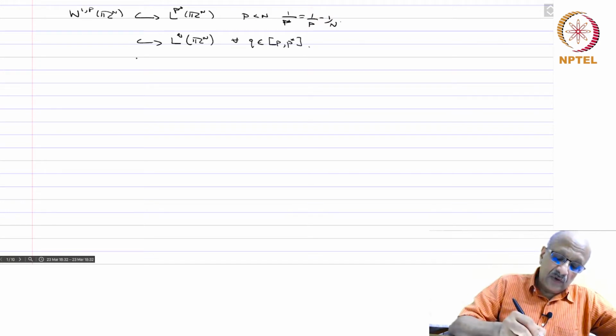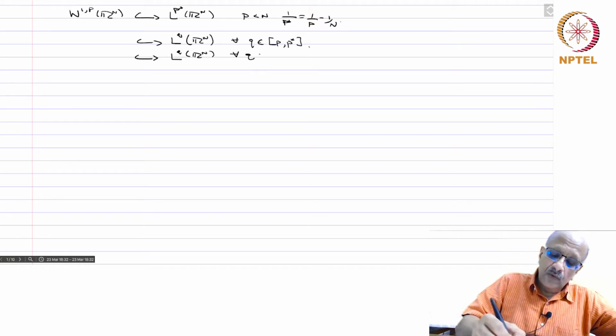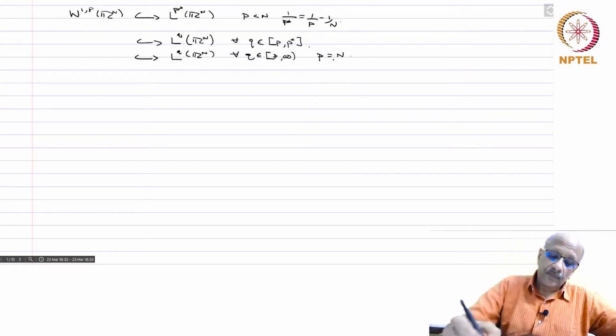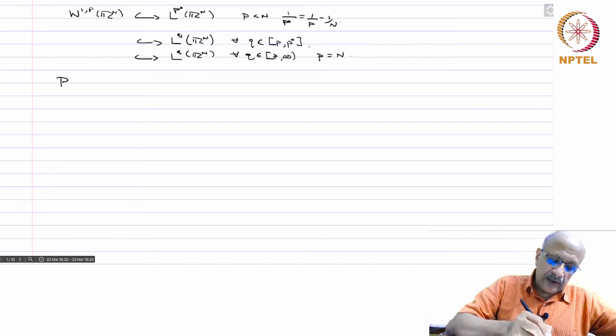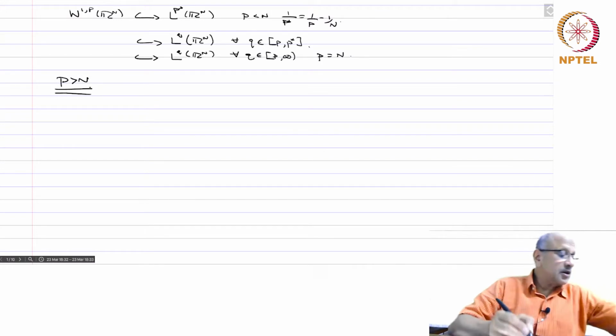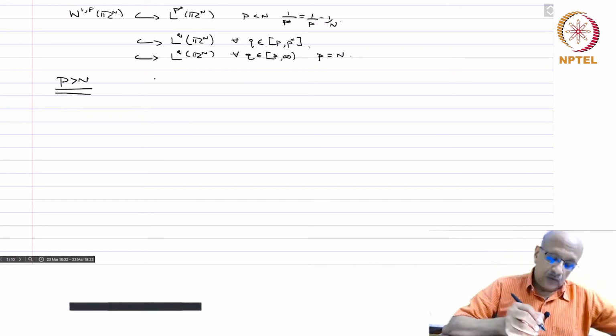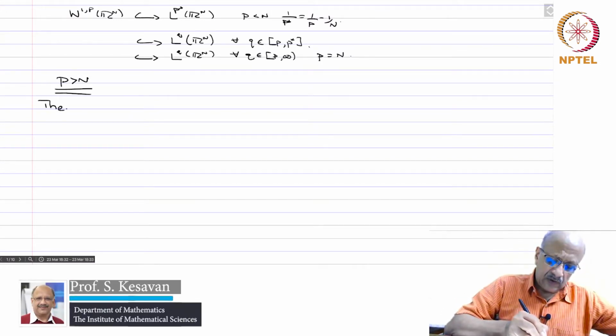And then we saw that this is contained in L^q(R^n) for all q belonging to [p, infinity) if p equals n. So now we want to look at the case when p is bigger than n. So this is the third case which we want to do, and here we state the theorem for this.